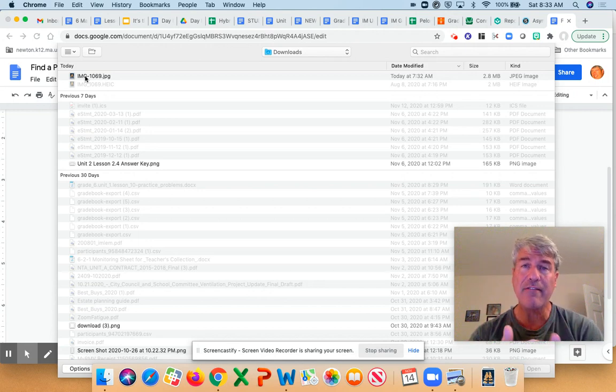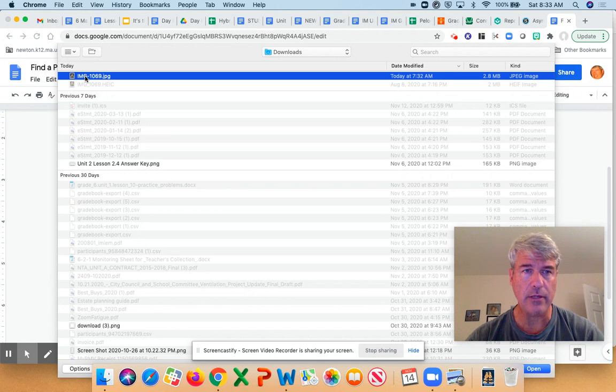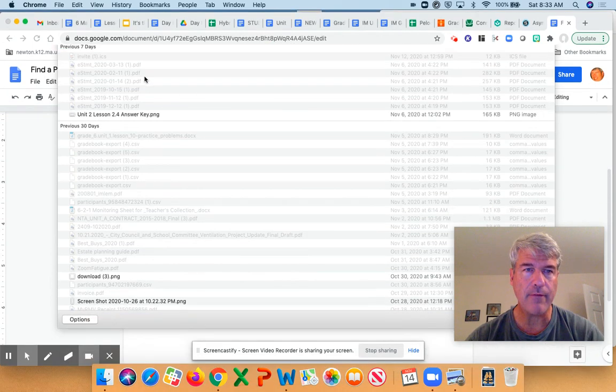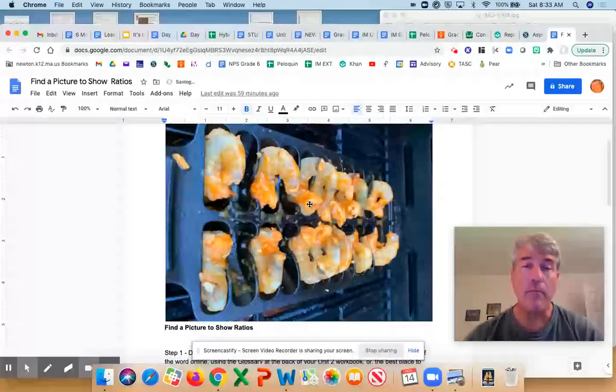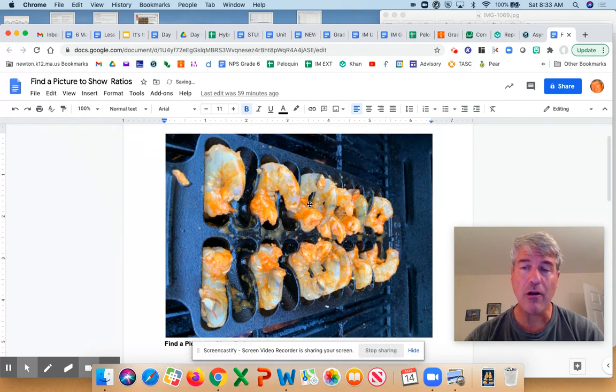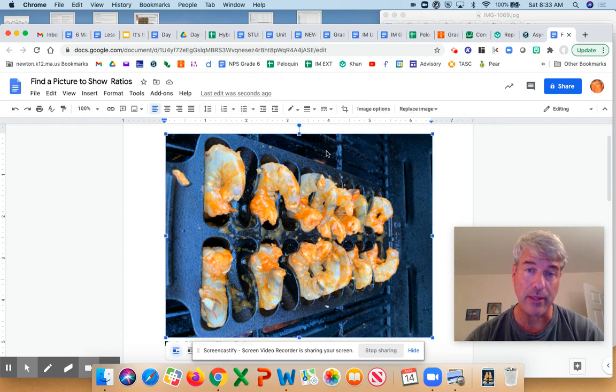You want to identify a picture, it could be a JPG or a PNG extension, and find that picture and upload it using this menu at the top of this document. Let me click on it faster. So I'm inserting a picture of shrimp. My birthday is around July 4th, so we always treat ourselves during July 4th and my birthday to shrimp. So I've inserted a picture.